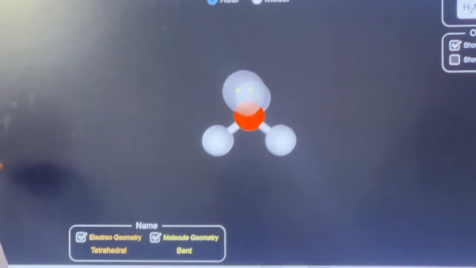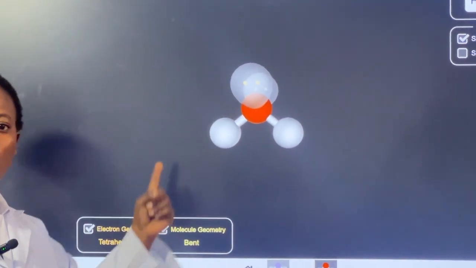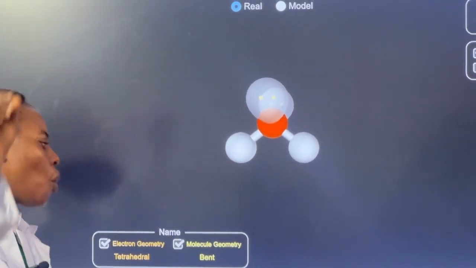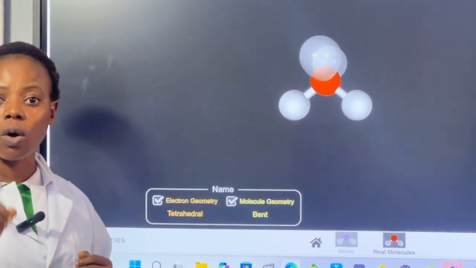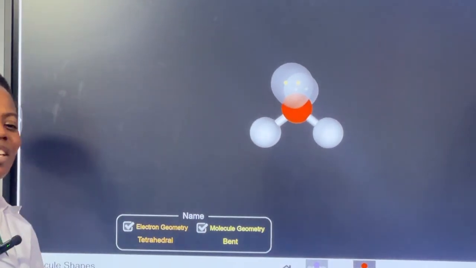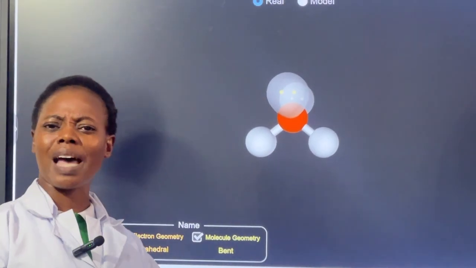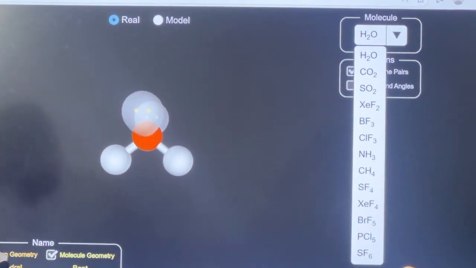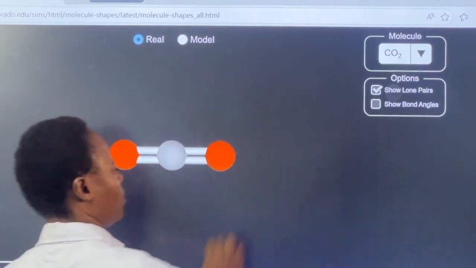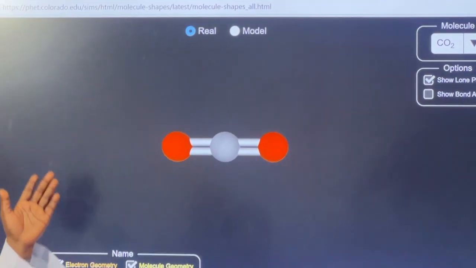So don't forget, class, the molecule geometry of water is called what? Good, bent shape. While that of the electron geometry for water is called tetrahedral. Very good. Let's look at another molecule. And that, we are looking at carbon 4 oxide. This is carbon 4 oxide.